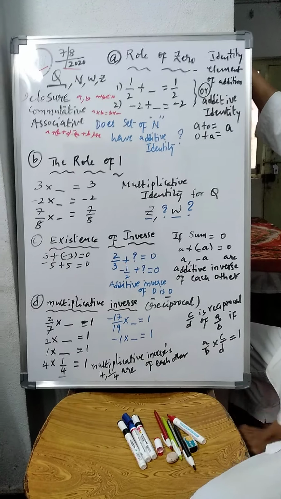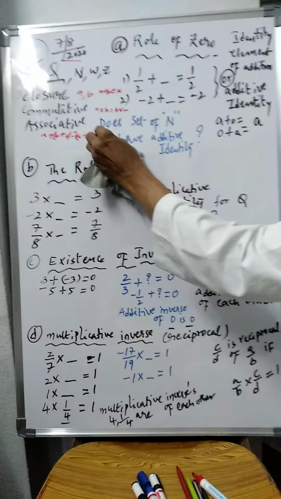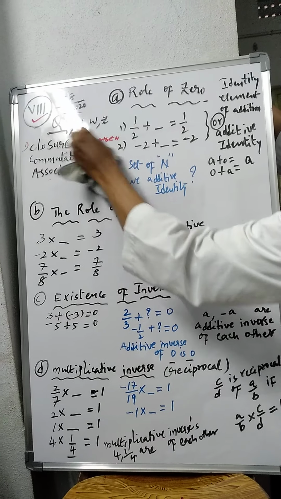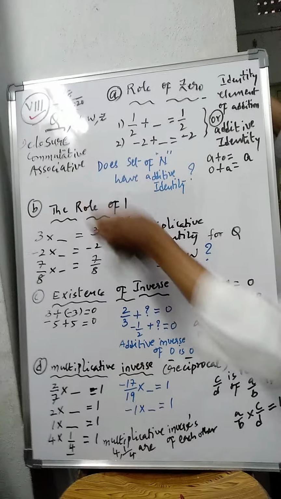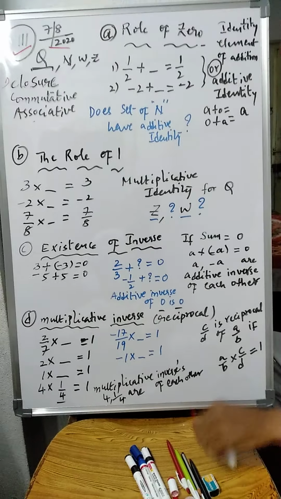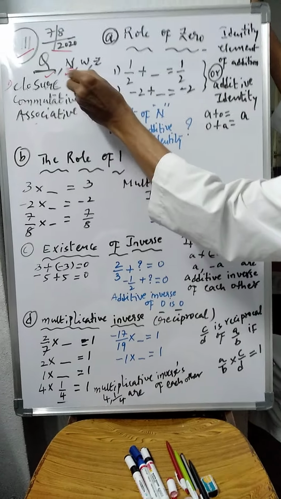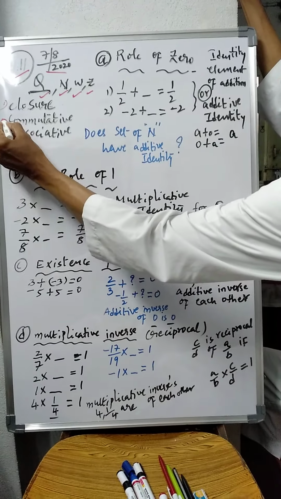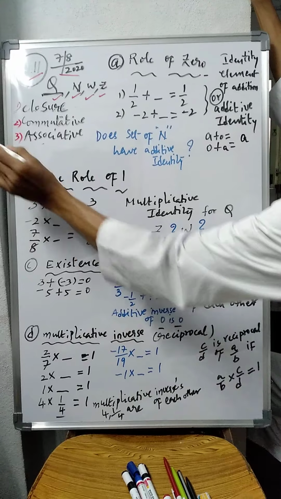So these properties we have seen with regard to natural numbers, whole numbers, integers and rational numbers. Some of them, like closure property, commutative property, associative property.